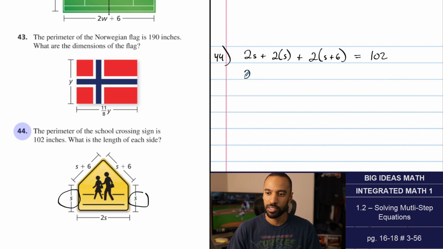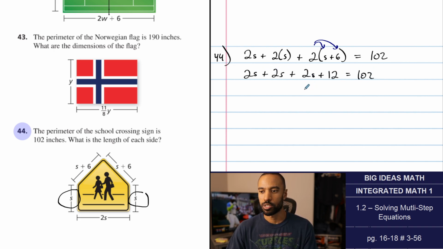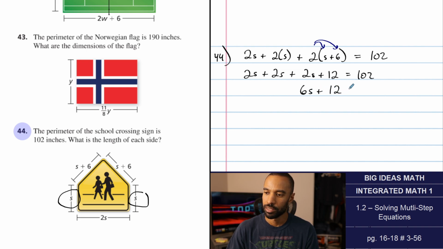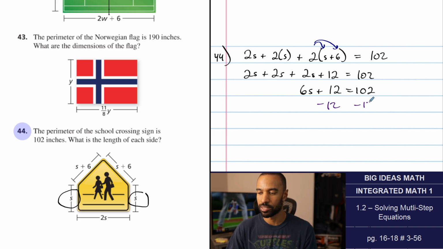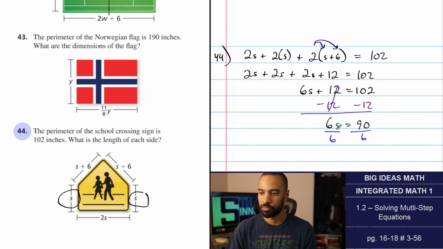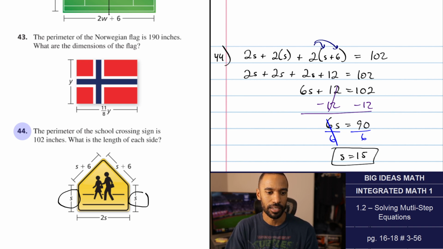So 2s plus, I guess that's still 2s there, plus distribute the 2 this time, 2 times s, 2 times 6, you get 2s plus 12, and that equals 102. 2s plus 2s plus 2s is 6s. We're 2 steps away, right? As we've been practicing this, we subtract 12 from both sides, and then we divide both sides by 6. 90 divided by 6 is 15. S equals 15. To answer the entirety of the question, we have to say, what is the length of each side?